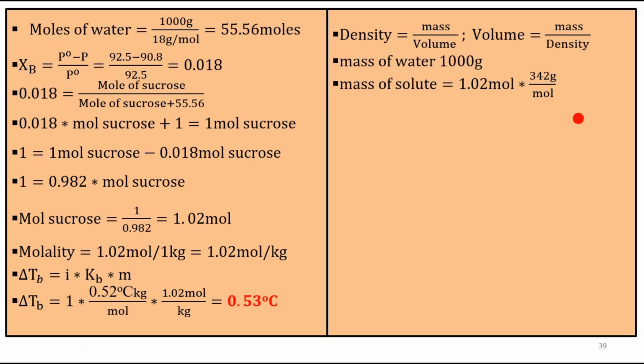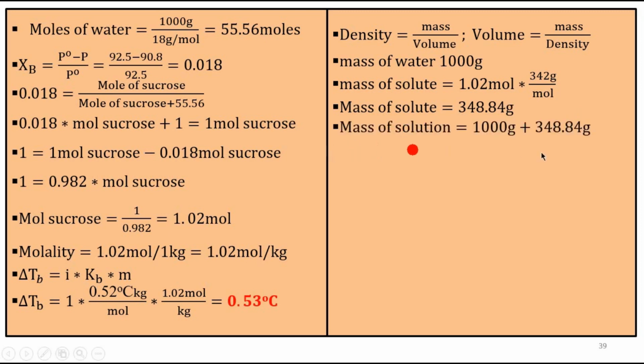So the mass of solid, we obtain the mass of solid, which is equal to 348.84 grams. So now the density is what? The mass per volume, but the volume of the solution. So now we have the mass of solid, we can get the mass of the solution. Mass of the solution is equal to this one.